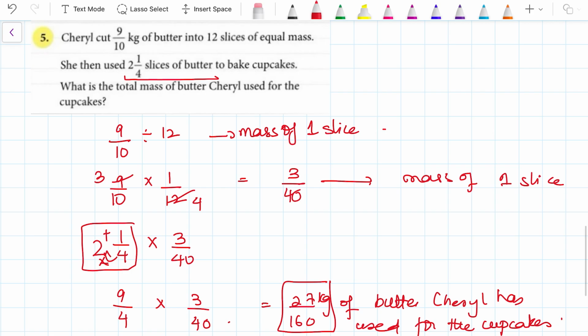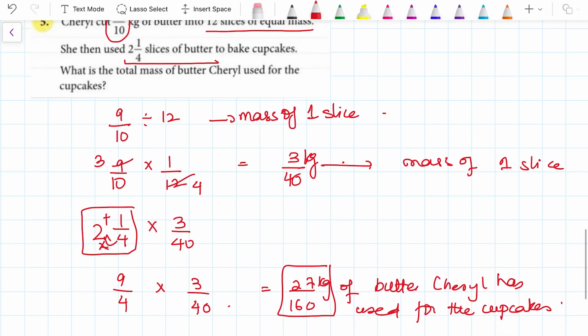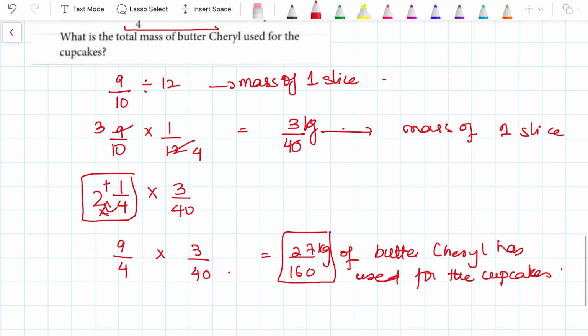Just doing a quick recap. This is the total mass of butter, which has to be divided into 12 equal slices. So 9/10 divided by 12, each slice has a mass of 3/40 kg. Now you used 2 whole 1/4, so 2 whole 1/4 of 3/40 comes out to be 27/160 kg of butter that Cheryl has used for making cupcakes.